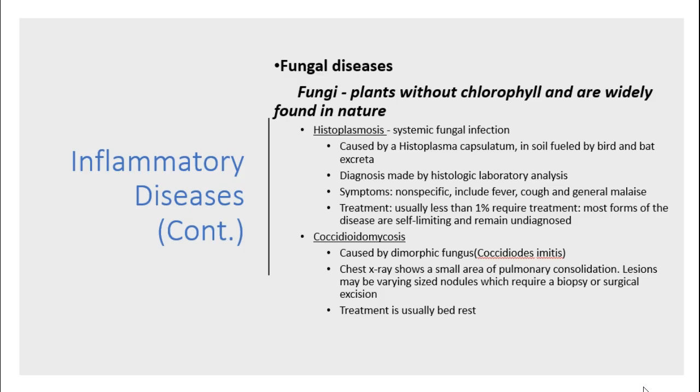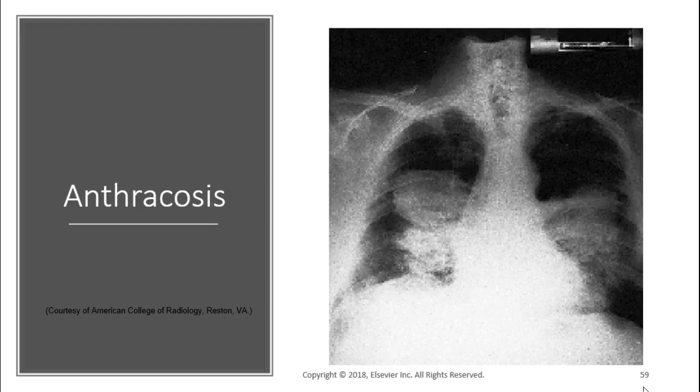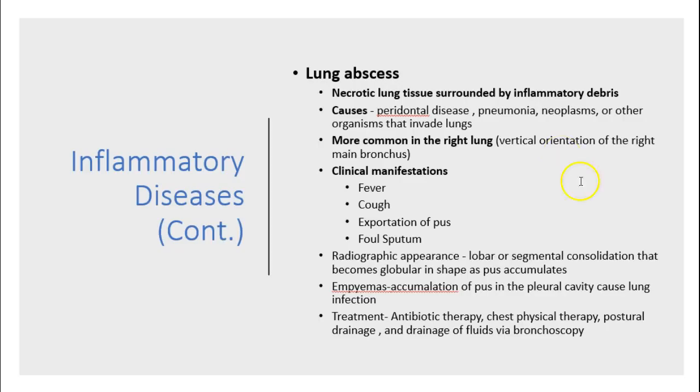Coccidioidomycosis is caused by a dimorphic fungus. So chest x-rays show small areas of pulmonary consolidation. Lesions may vary in size, and there may be nodules which require biopsy or surgical excision. The treatment is normally just bed rest. So if we look here, anthracosis, you see these here. You see all in here. Oh, not good.